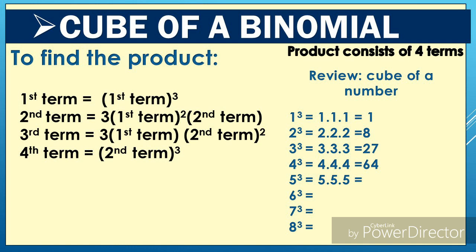And 4 cube, we have 4 times 4 times 4 equals 64. Then next we have 5 cubed. It is equal to 5 times 5 times 5 equals. Okay, it's your turn. Para masagutan nyo yan, just follow the pattern.